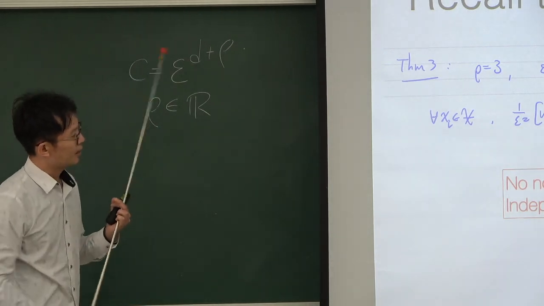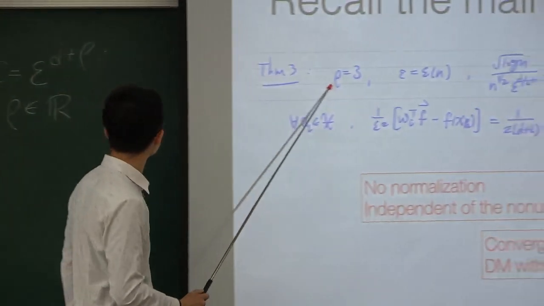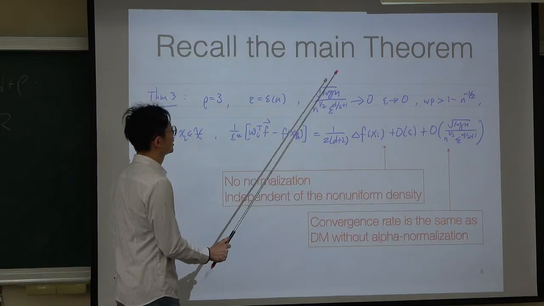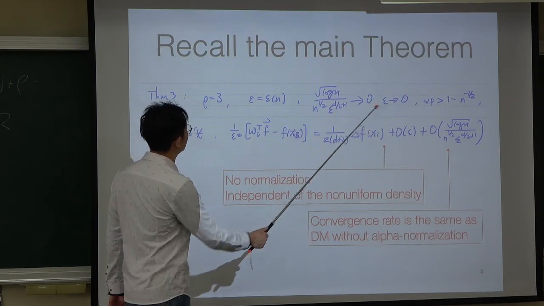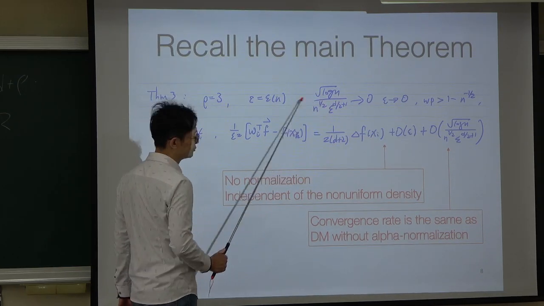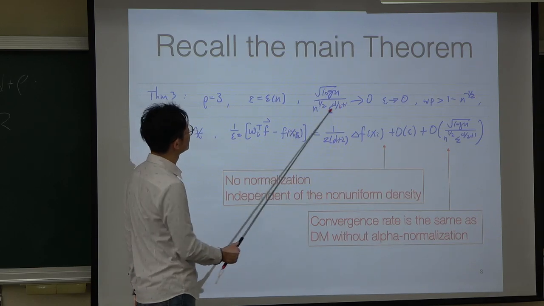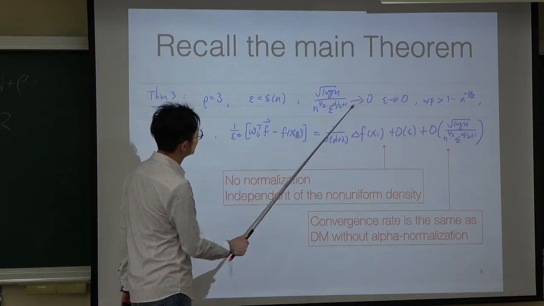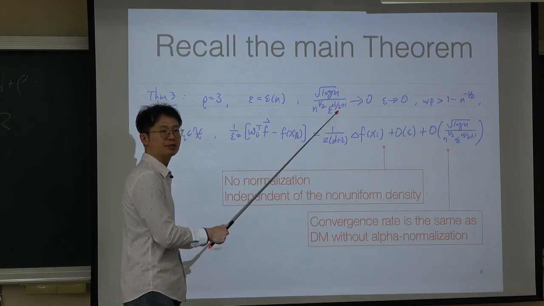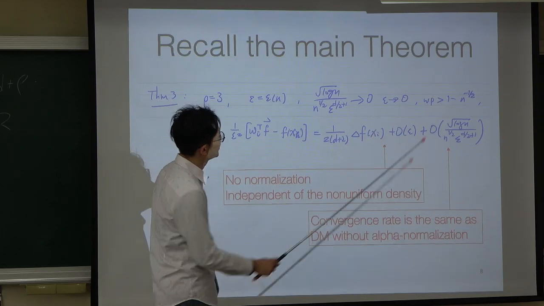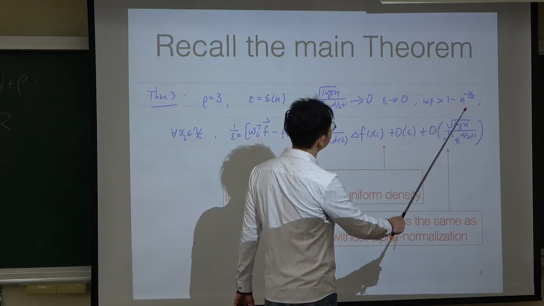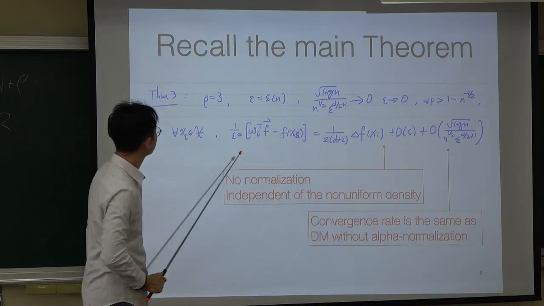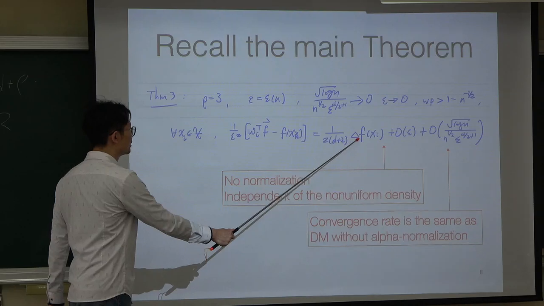What it says is: if you choose rho to be 3, and epsilon and n are chosen so that they fulfill a relationship, that is, when n goes to infinity this quantity goes to 0, which says locally you have sufficient points and epsilon goes to 0, then with high probability, 1 minus n raised to minus 2, what you get is the Laplace-Beltrami operator.